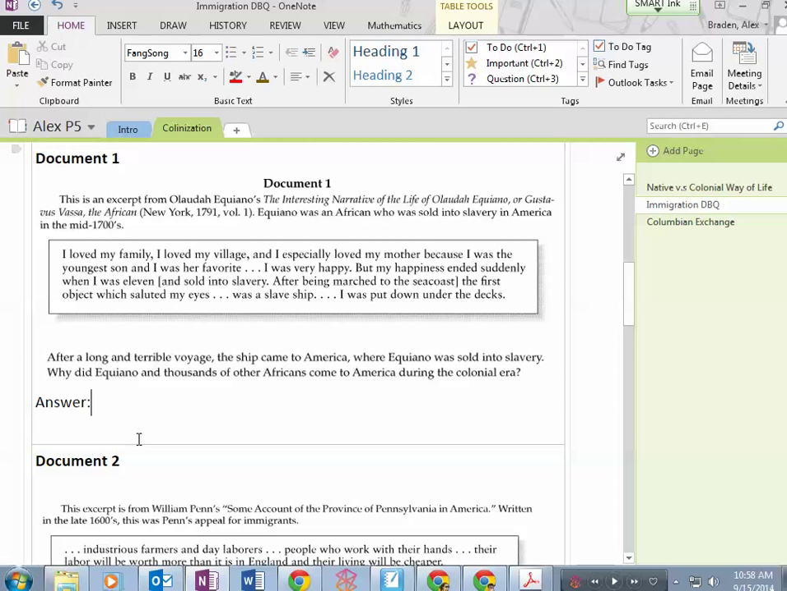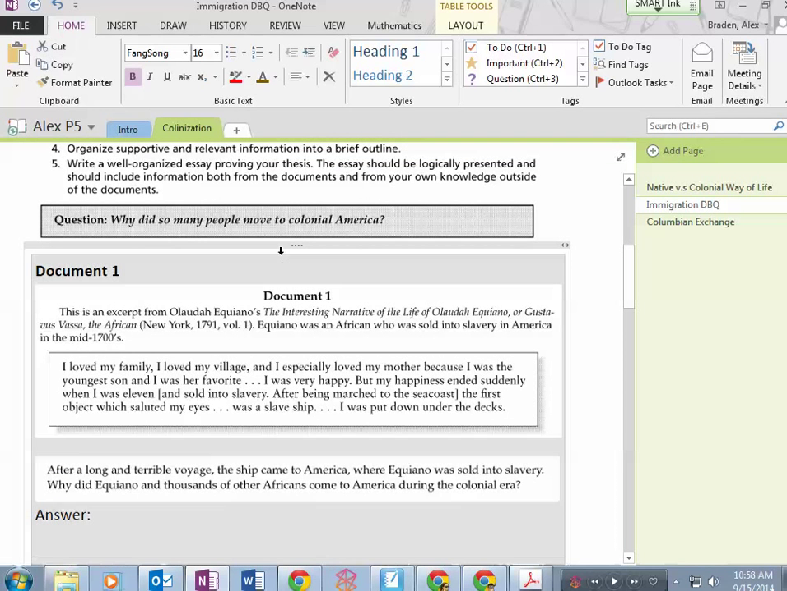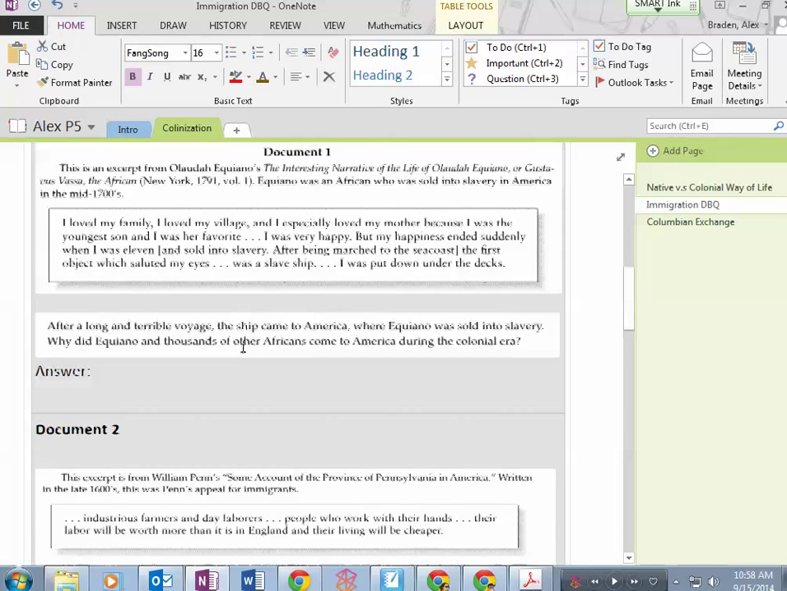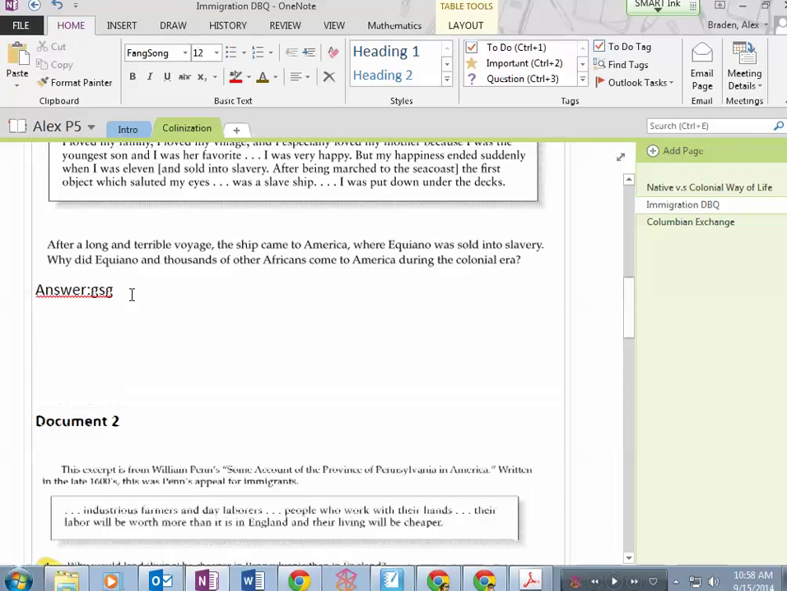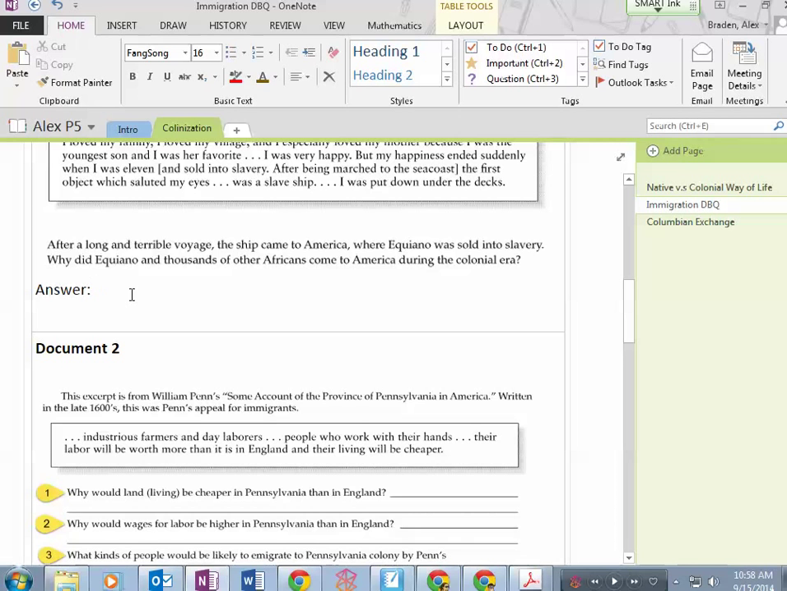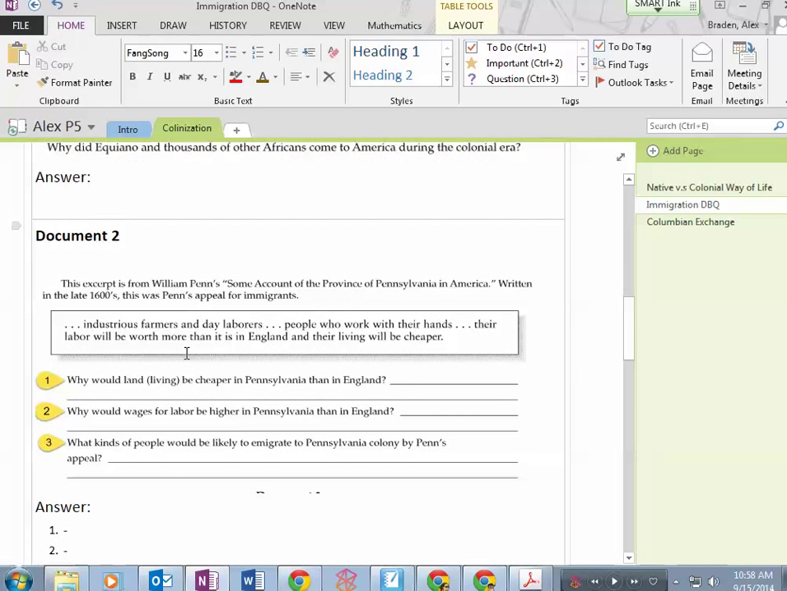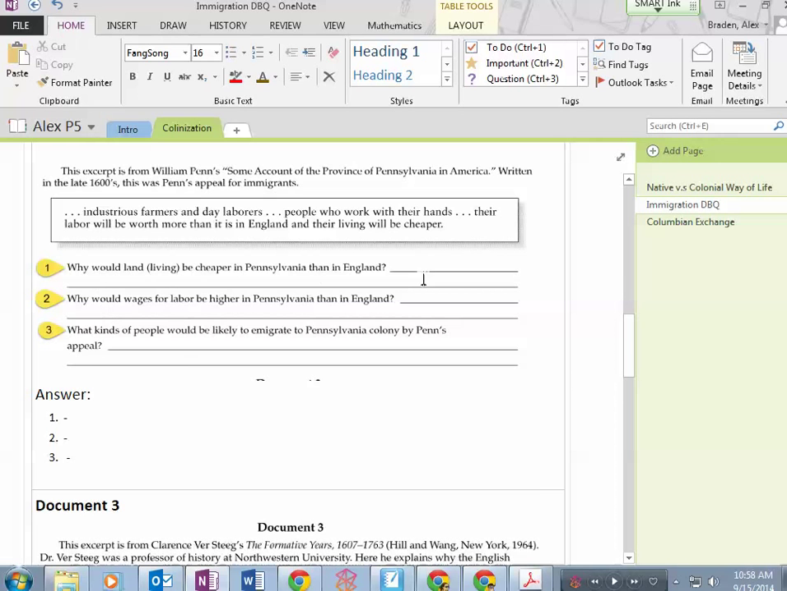But the real key to doing this is you'll notice that everything is in a table. I did this because as students answer, so they're typing in their answers here, the more they type, it expands everything below it so that their answers don't run over each other. There's still plenty of space, and it just pushes everything down as it goes. In this case, the question lines are here, but I want them to answer here.